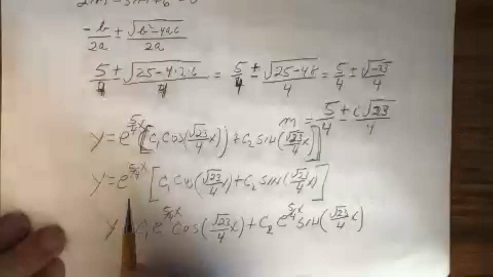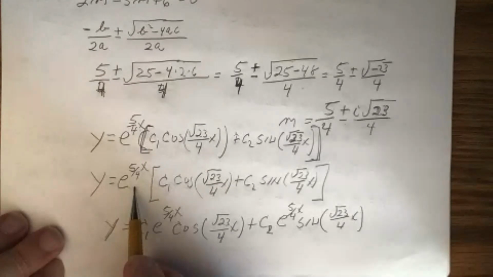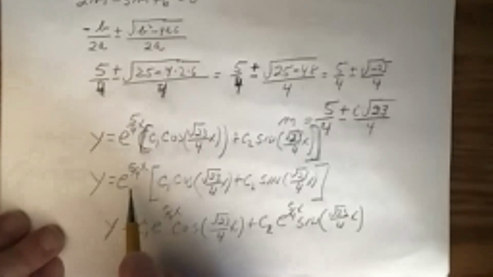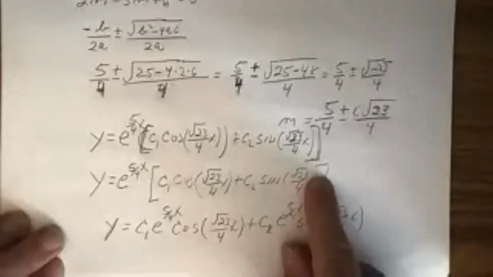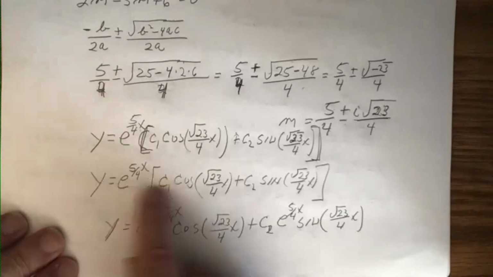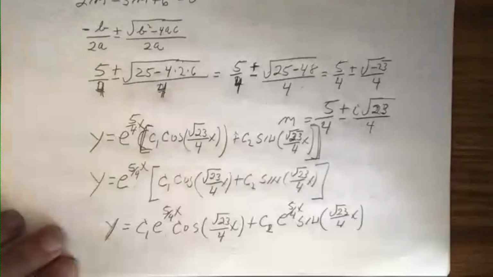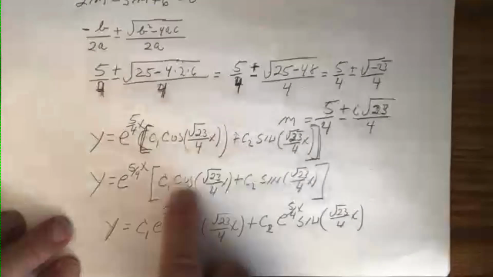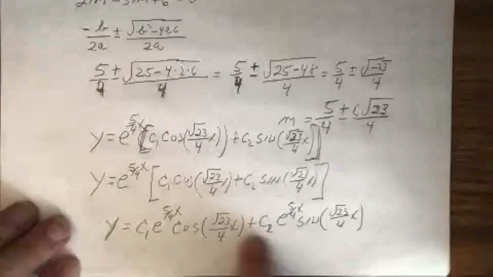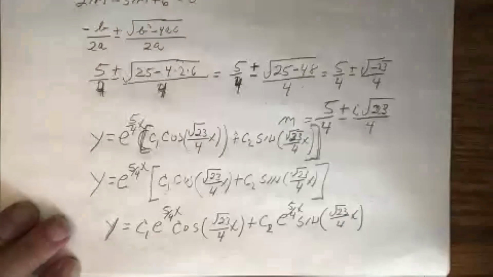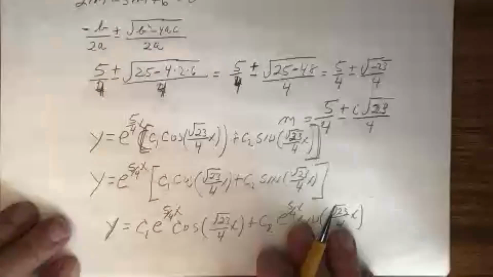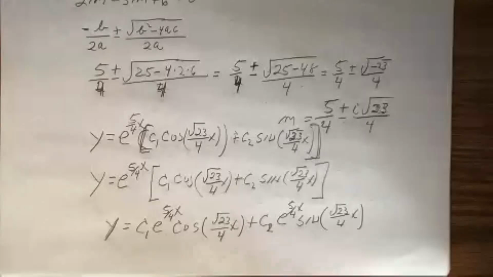Sometimes it's easier to write it like this when you have to apply initial conditions, because you're going to have to use the product rule for the second derivative. Taking the product rule of this is easier than taking the product rule of this and then the product rule of this. So I find it easier sometimes when you have to solve the initial value problem to use this form as opposed to this. Either way works.